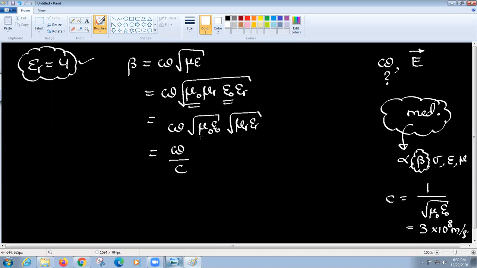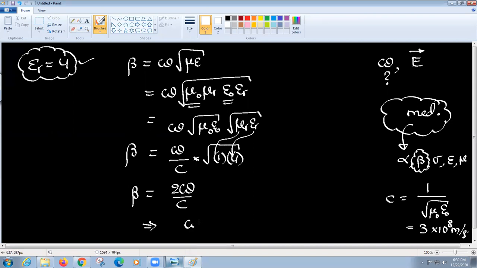So this is nothing but 1 over c multiplied by, so I have mu r. This guy is 1, mu r equal to 1. And just now we obtained mu r equal to 4. So square root of 4 is 2. So now you have beta is equal to 2 omega over c.